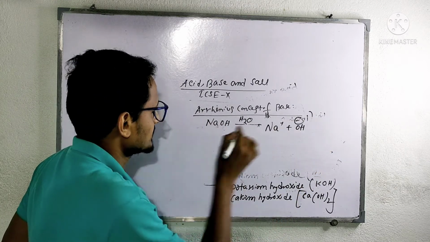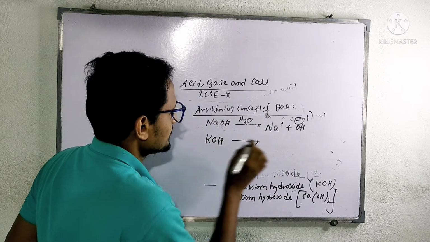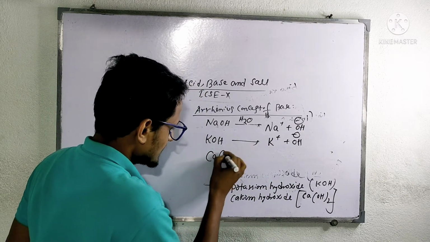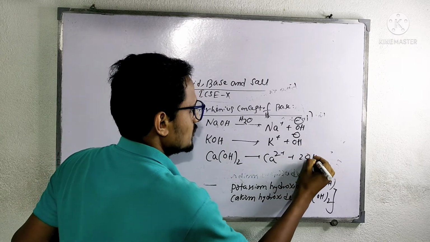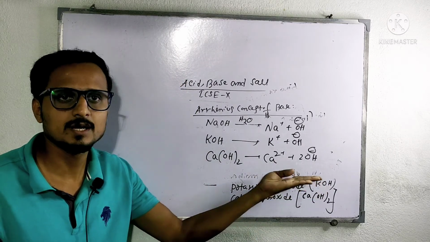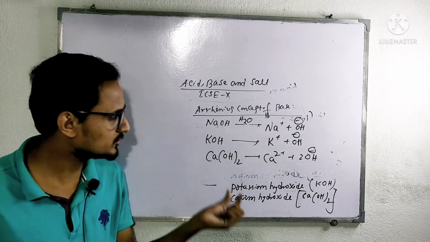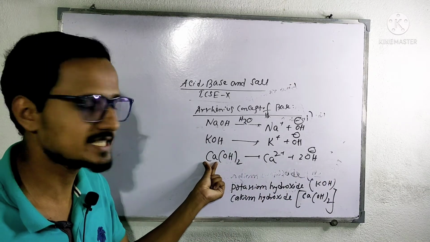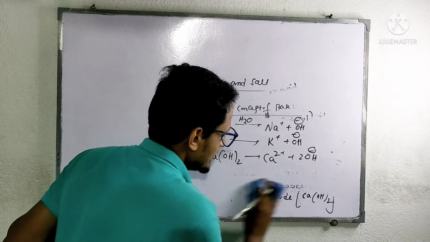Now potassium hydroxide, KOH. It will form K plus and OH minus. Calcium hydroxide, Ca(OH)2, will form Ca2 plus and 2OH minus. As it is totally electrically neutral and 2 OH are here, so 2 OH minus, and the calcium will form a bivalent ion, calcium 2 plus. These are the bases.